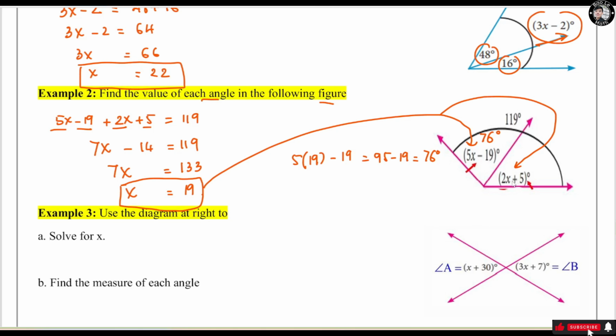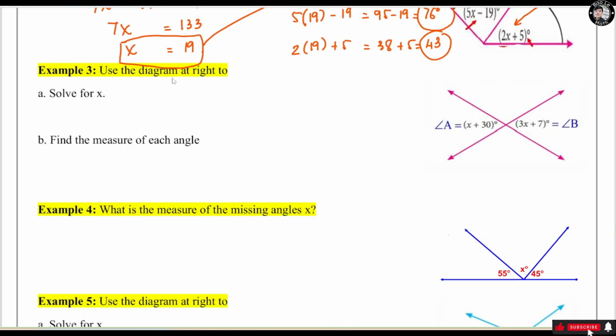Now for this angle right here, we can substitute 19 for s, so it can be 2 times 19 plus 5. It's going to be 38 plus 5. It's going to be 43. Or you can take 119 right here, subtract 76, and you still get 43.